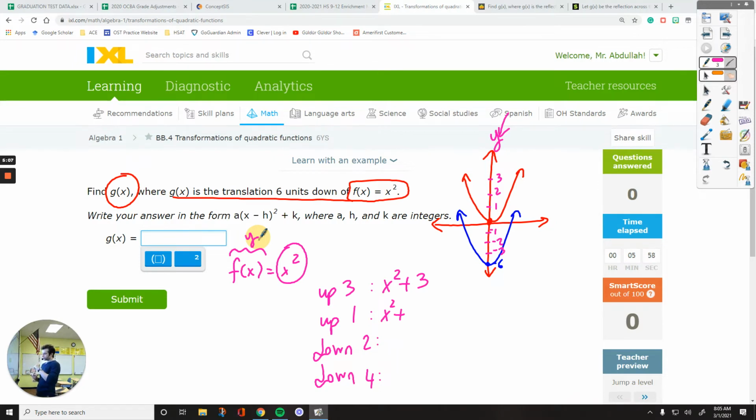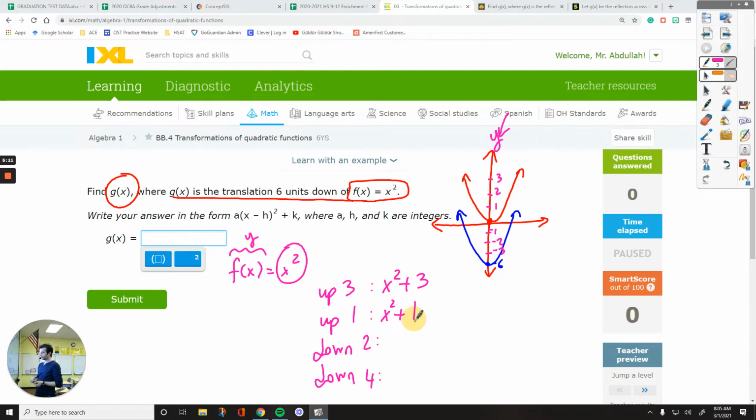Now, plus 1. Down 2 basically is telling you to subtract 2. So write down your original function and then subtract 2. Write down your original function, subtract 4 this time. That's the logic behind it. The vertical movement is the simplest one.